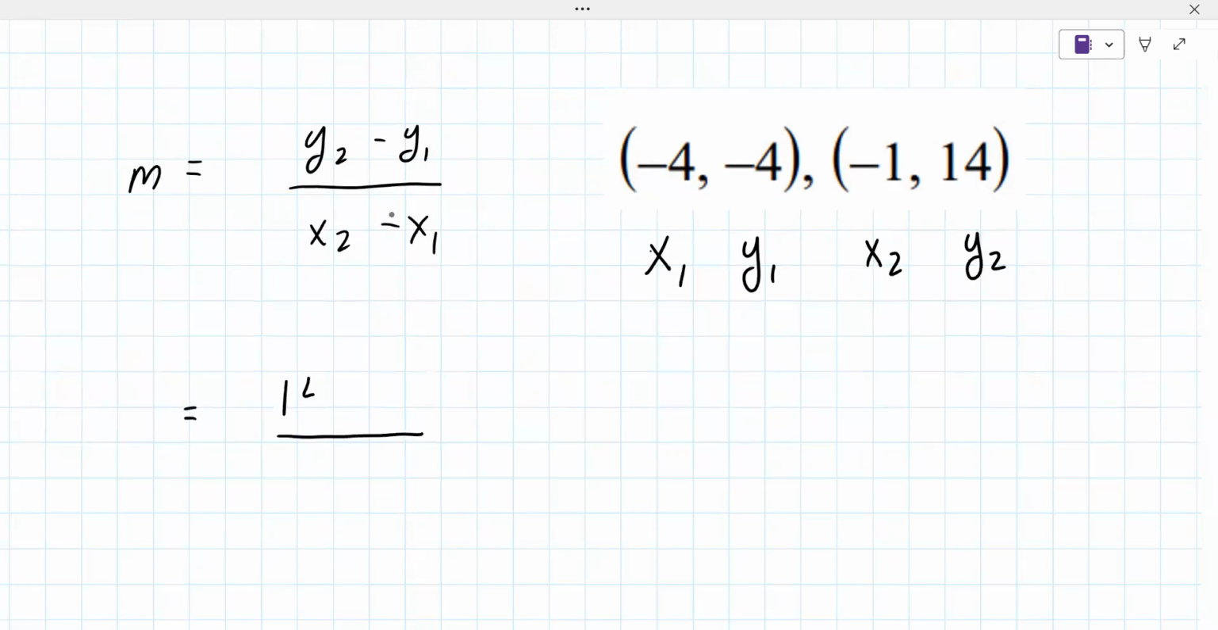So it looks like the 14. There's always a minus. That minus is not related to that negative. 14 minus a -4, -1 minus a -4. So I'd like you to try simplifying this from here, please.